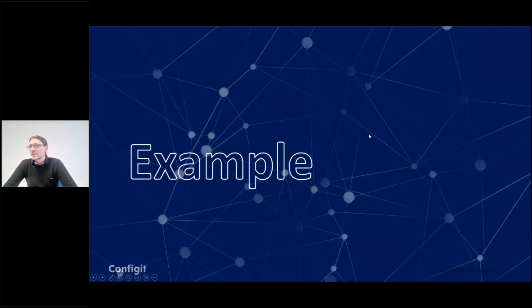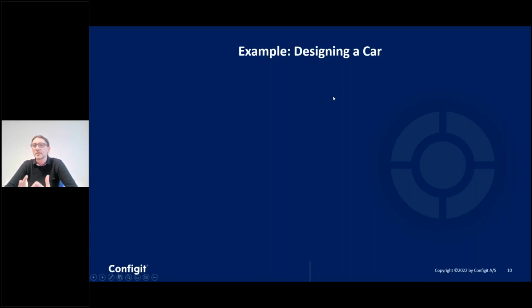So let's look into the example. And in this example, we design a car. Every one of us knows how a car looks like, so that makes it quite simple to follow that. But it would be kind of the same process if you build a component like an engine or a machine or a complex plant. The story might be quite similar here.